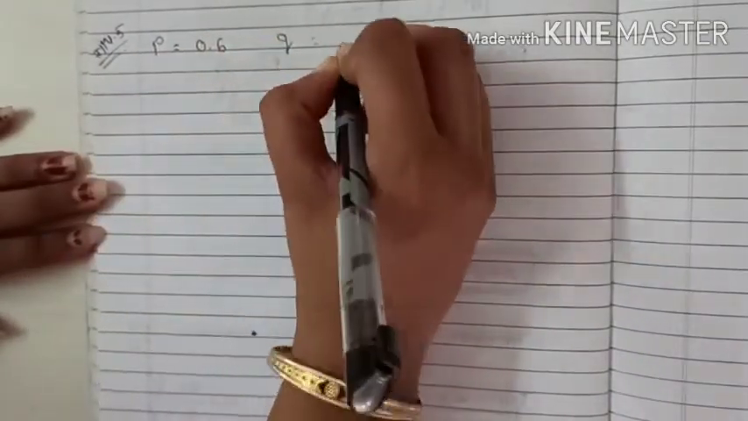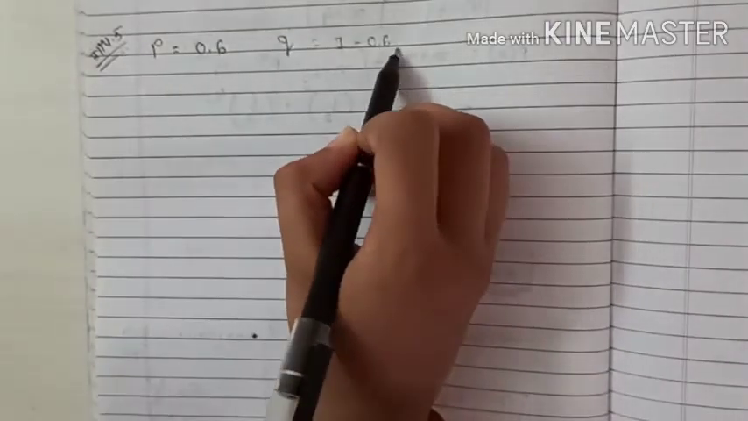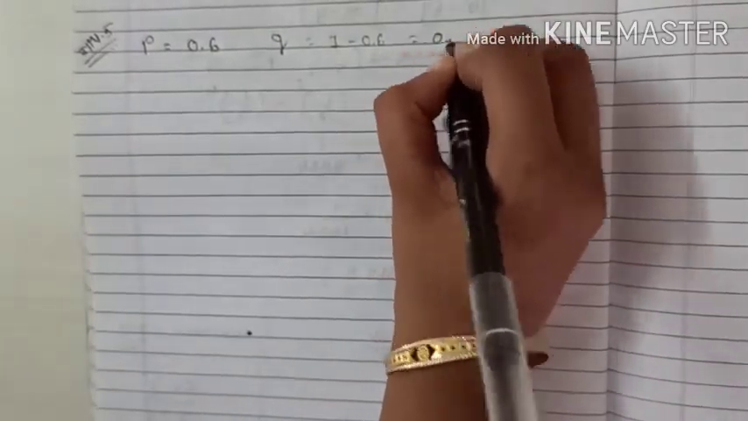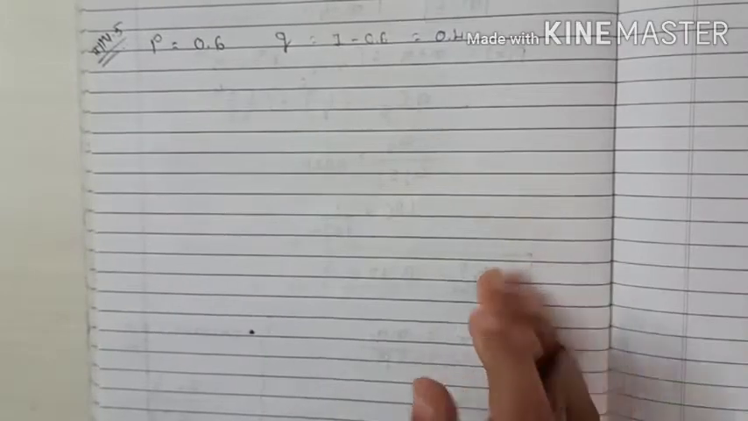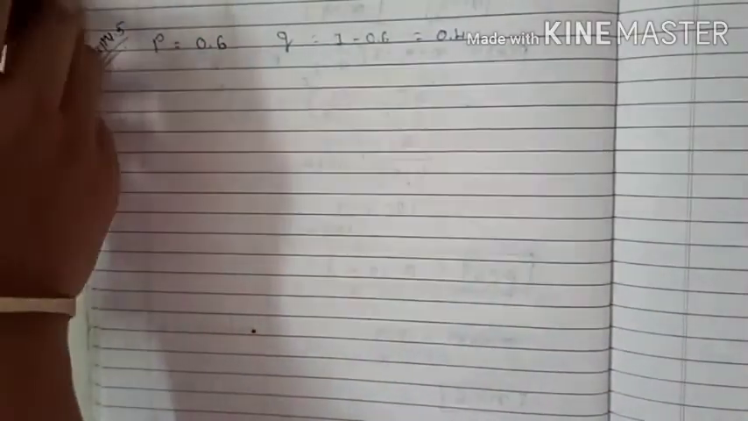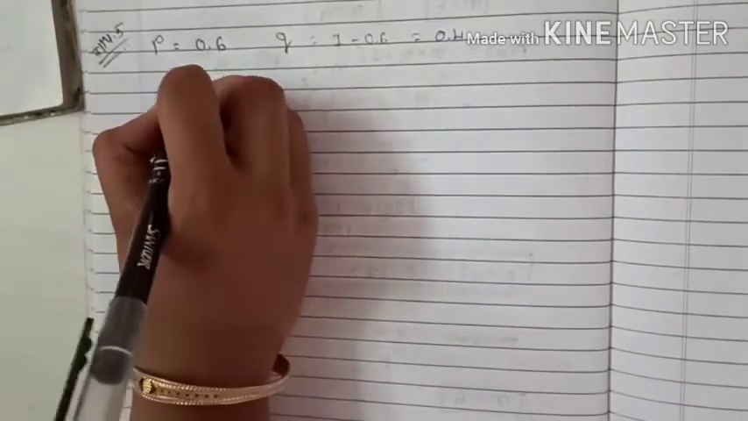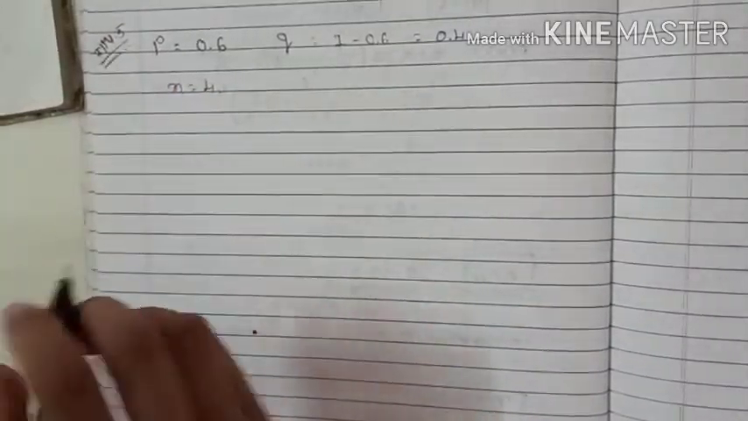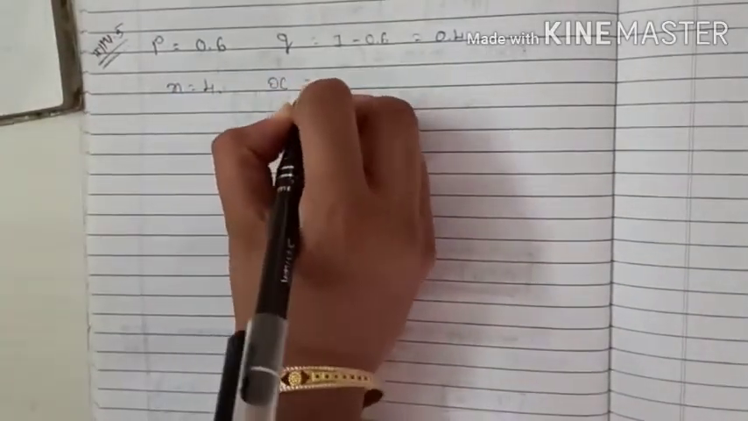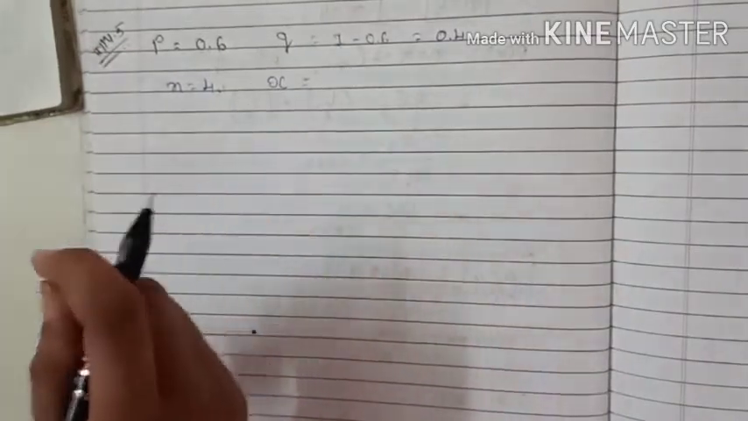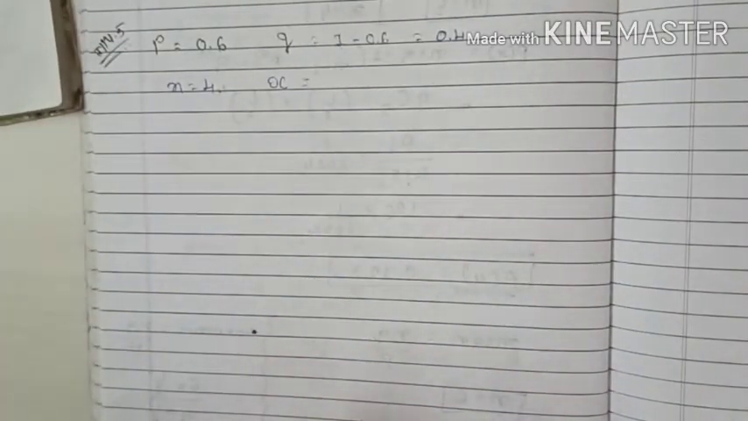P is equal to 0.6. Q is equal to 1 minus 0.6, which is 0.4. Now, what is given? The prize is given when he hits the target for the fourth time, so N will become 4. Now we have to find X. What is given? He requires more than 8 trials.